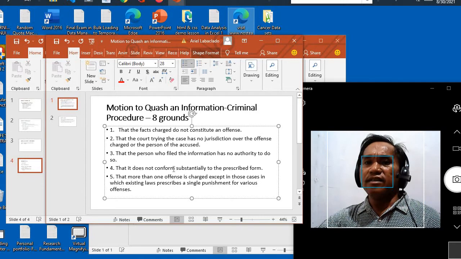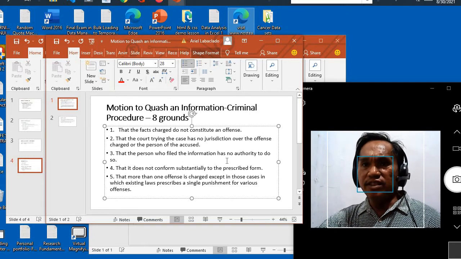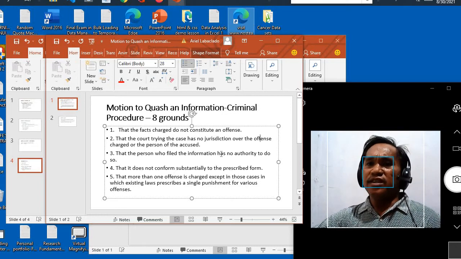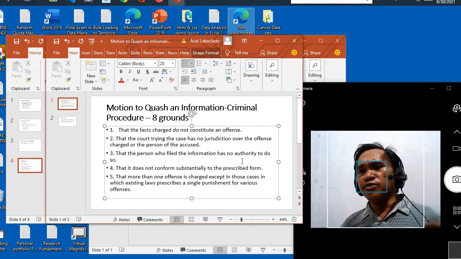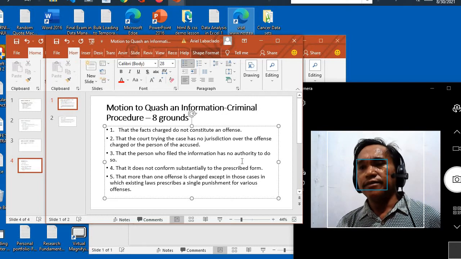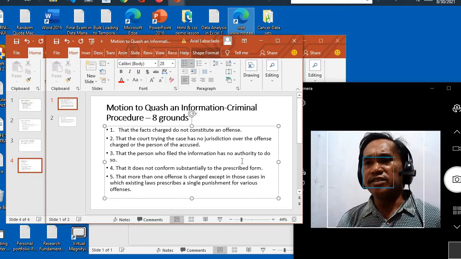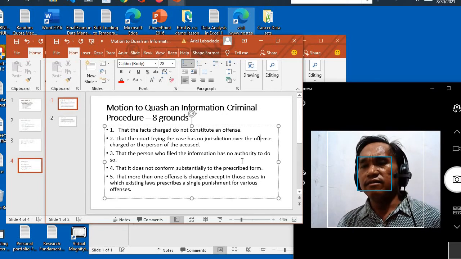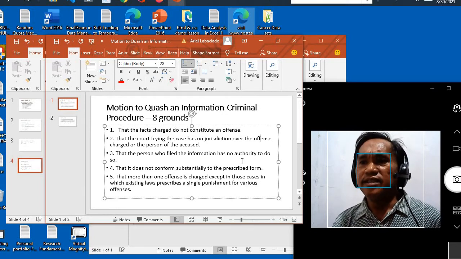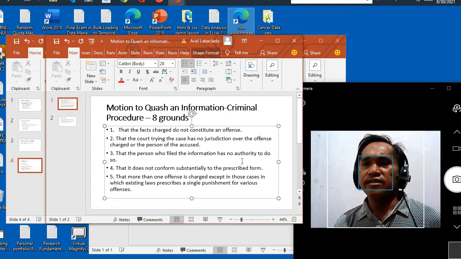Then, pangatlo, that the person who filed the information has no authority to do so. So the one who filed the information has no authority to do so. For example, in rape cases, if you are not the one directly affected, then you cannot be the right person to file the case.